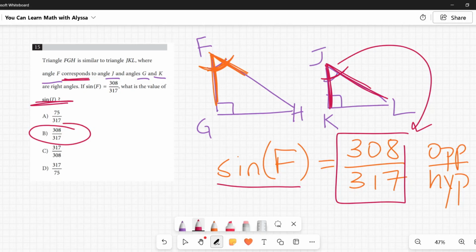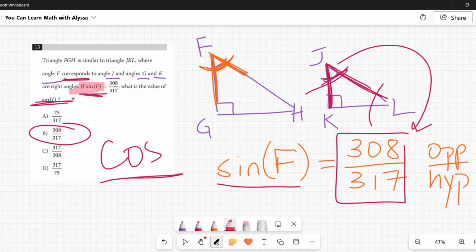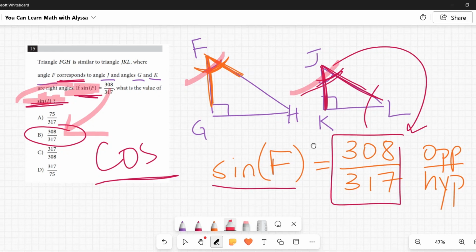There are variations on this type of problem where they are a little more tricky, where they'll say, if the sine of F is this, then what is the cosine of, and they'll name a different angle. Maybe F, maybe J, maybe L, what have you. That is possible. That's why I recommend knowing cosine and tangent and being aware how they work together. I also recommend reading these very closely and making sure you're looking at the right thing. In this case, they are both sine. They are both the same corresponding angles, so it is identical. Our answer is B, 308 over 317.